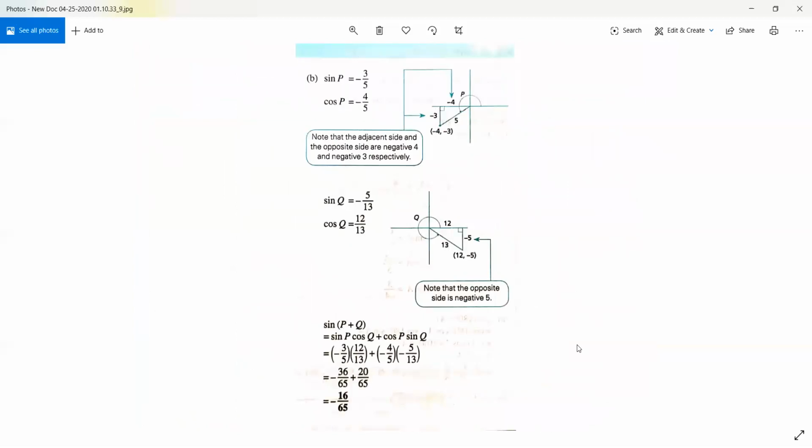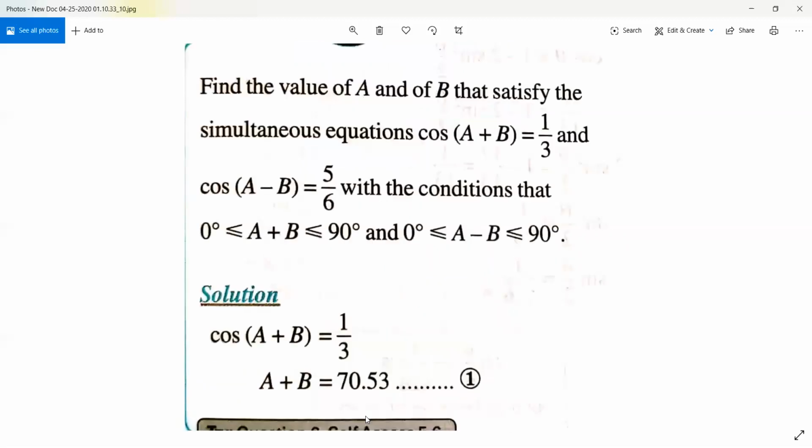Let's see. If you have sine P, then you find cos P. You have cos Q, then you find sine Q. So sine P plus Q, then you have this way. Substitute everything in, then you get negative 16 over 65. So it's still counted as pretty easy.